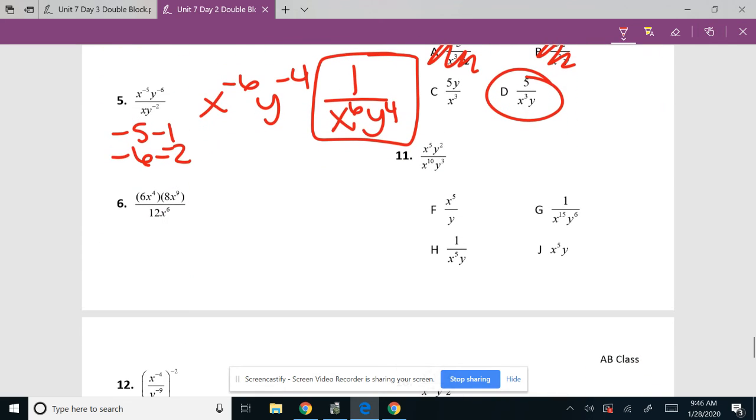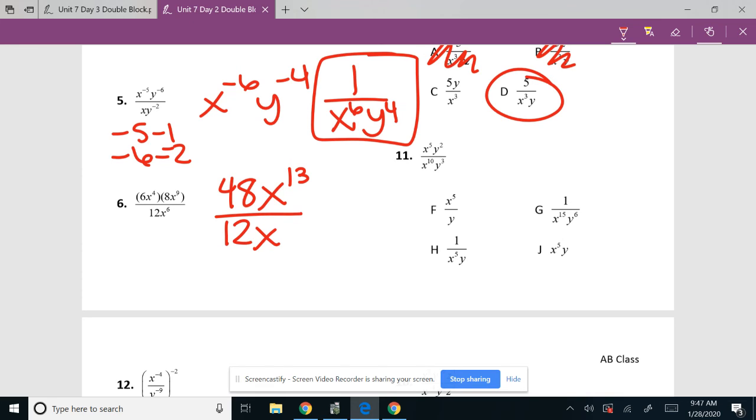Move up for 6 and 11. All right, so here I'm going to help you set up the top by multiplying the top and adding the exponents. So 48, because I multiply the two numbers that don't have exponents, and I add the ones that have exponents because they're the same variable.